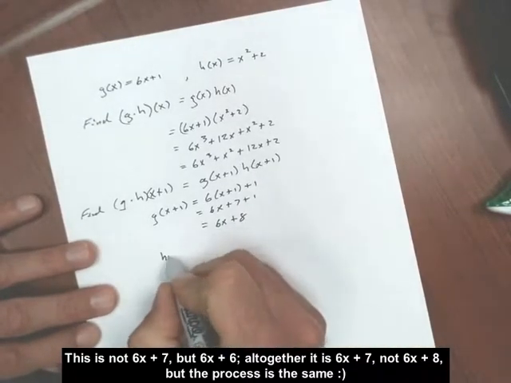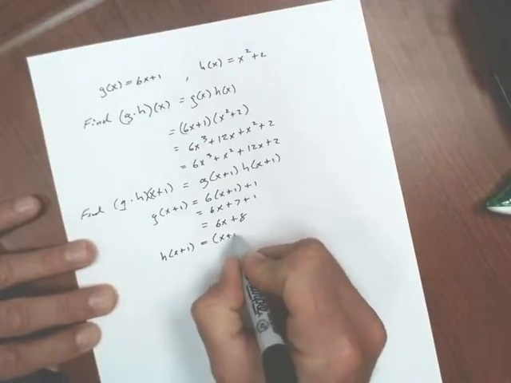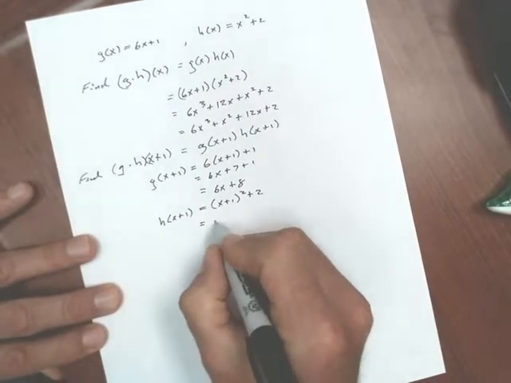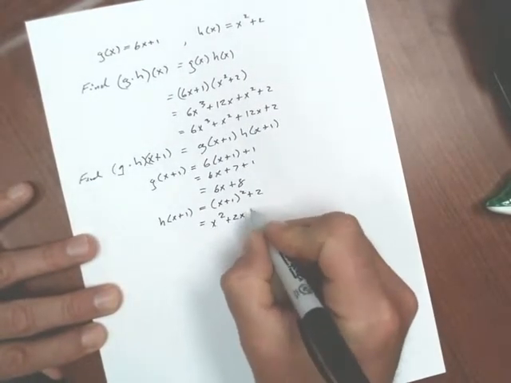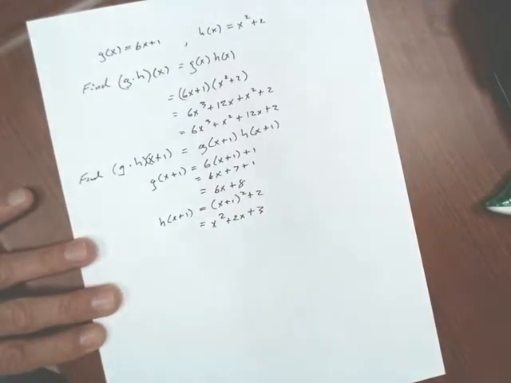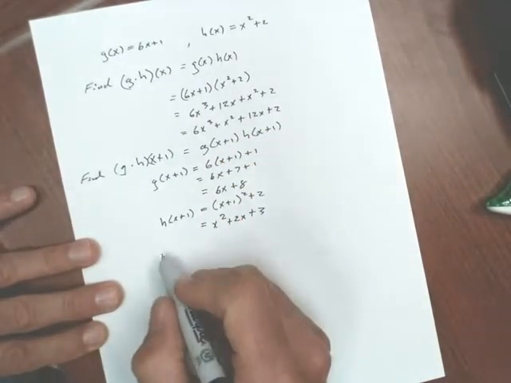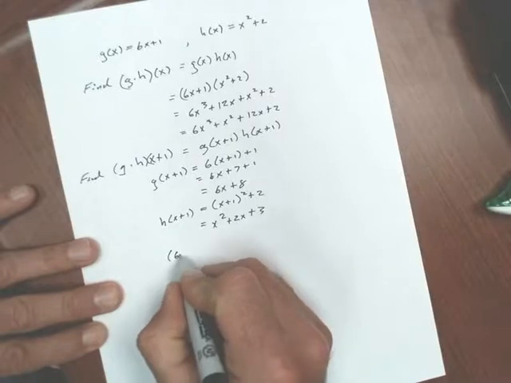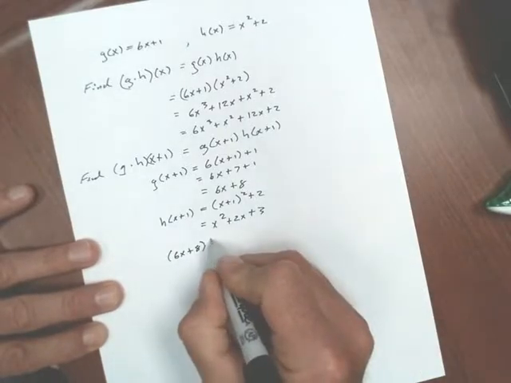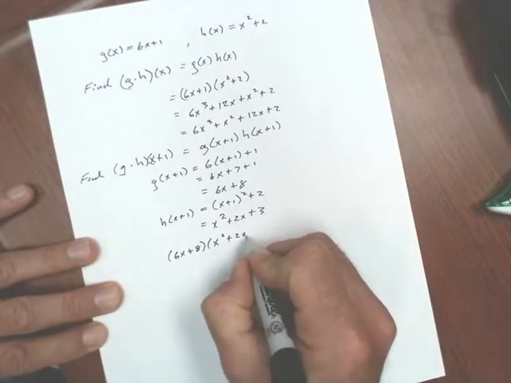h of x plus 1 equals x plus 1 squared plus 2. This equals x squared plus 2x plus 1 plus 2, which is 3. Now we're going to multiply the two together. That gives me 6x plus 8. Okay, so that's g of x plus 1. This is h of x plus 1, which is x squared plus 2x plus 3.